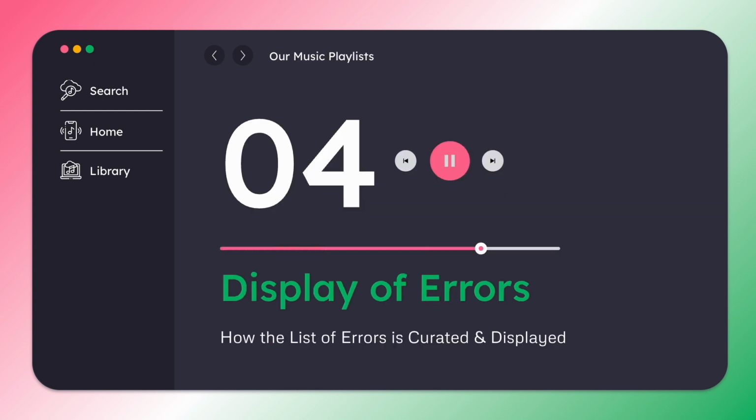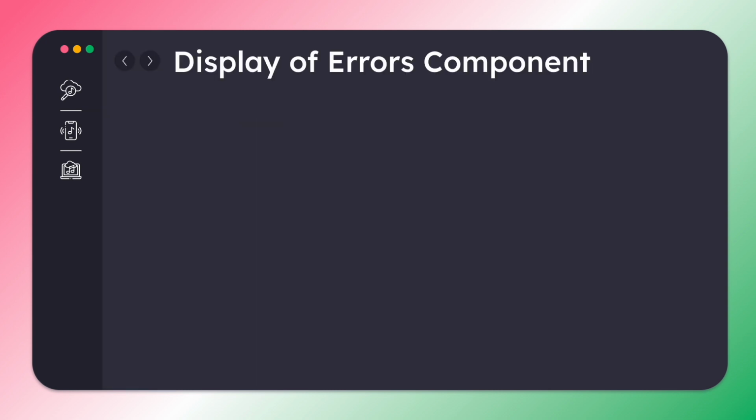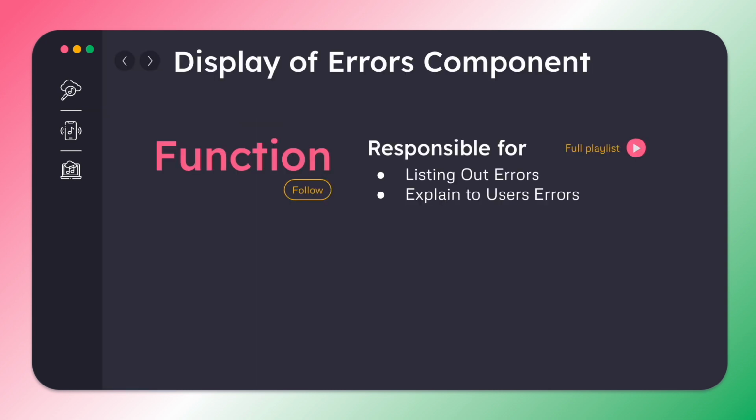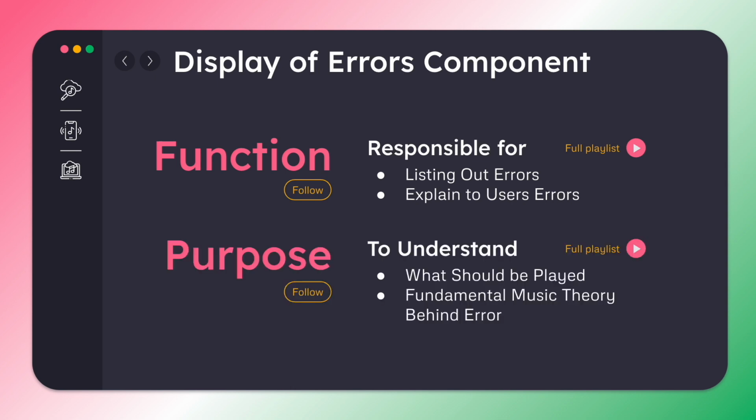Once the comparison algorithm generates the final imitation score, the display of errors component is implemented. This component is responsible for listing out the errors to explain to users where they went wrong. The purpose of this is for them to understand what they should have been playing and to understand the fundamental music theory behind why they went wrong.